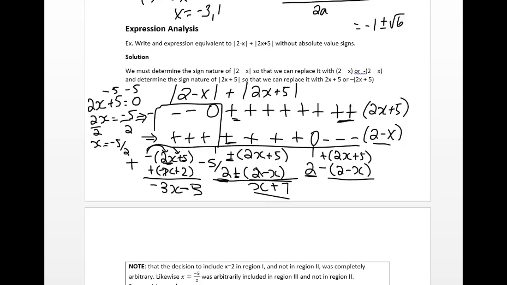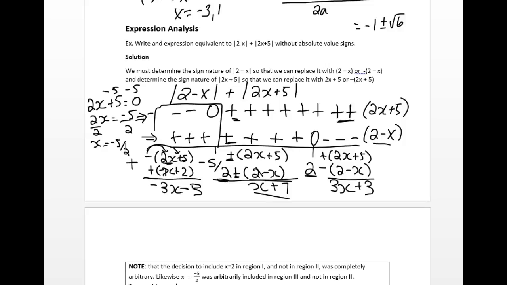And then in our last section, we have a 2x subtract a negative x. So subtract a negative and a negative make a positive. So we have a 3x. And then we have a 5 subtract a 2, which is 3. Okay? Sorry if that's messy. My eraser is not erasing.